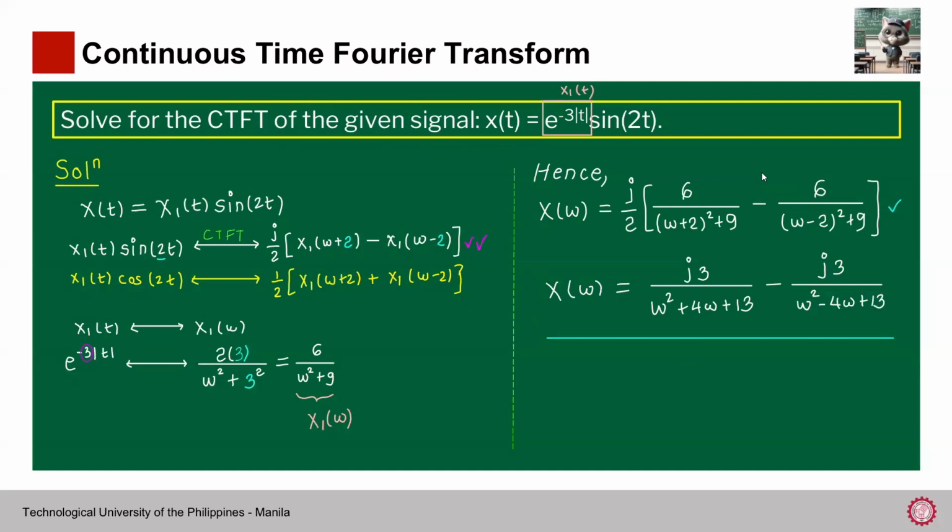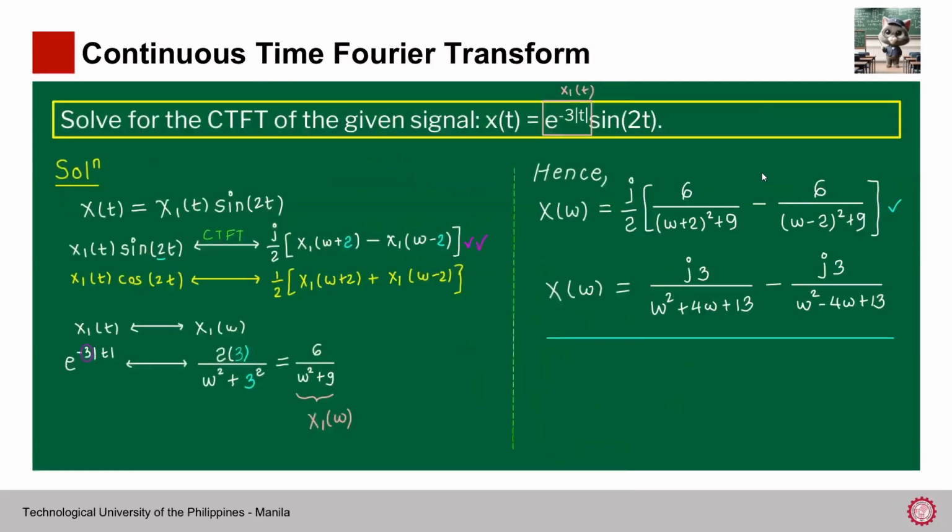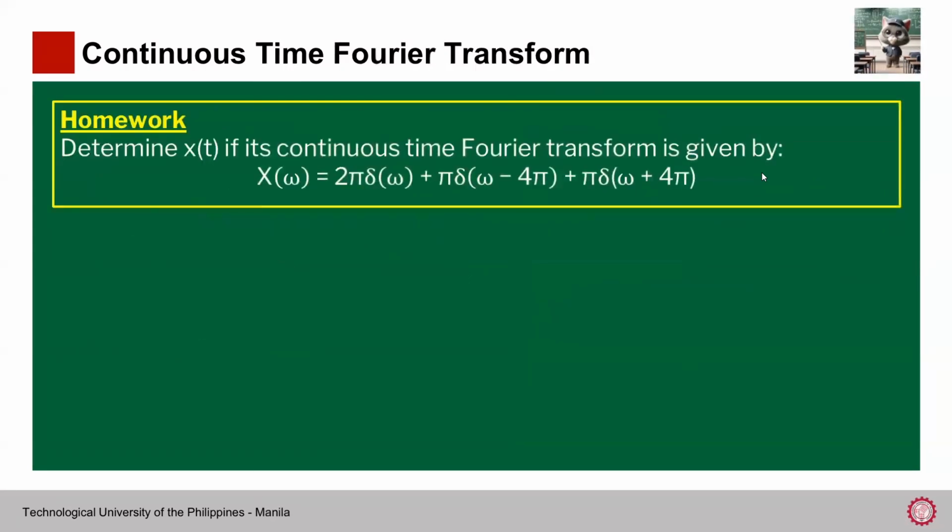Now guys, for your homework question, determine x of t if its continuous time Fourier transform is given by the following. Here it is reversed: we have x of omega and need to find x of t. As we can see, we are using double-sided arrows when doing the CTFT transform. It means we can get x of t from x of omega. That is our problem.